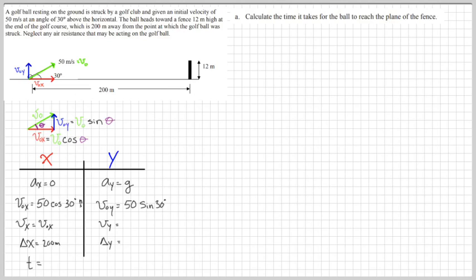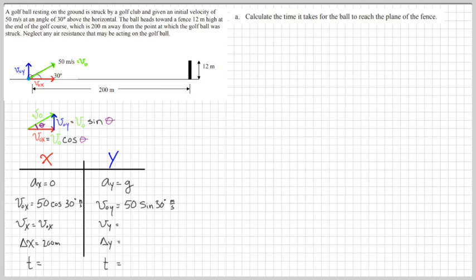Delta x, I know, is given in the problem as 200 meters. That's the change in the horizontal position. Time, I don't know yet. The initial velocity in the y direction, I know, is 50 sine 30 degrees, as mentioned above in my little vector triangle. And vy, the final velocity in the y direction, I do not know. Delta y, the change in the vertical position, I do not know. I just know that there's a fence 12 meters high over there, 200 meters away. I don't know if the ball actually makes it to that height after some amount of time for traveling 200 meters. We don't know what delta y is yet. And again, time is going to be simultaneous, but we don't know what that value is.